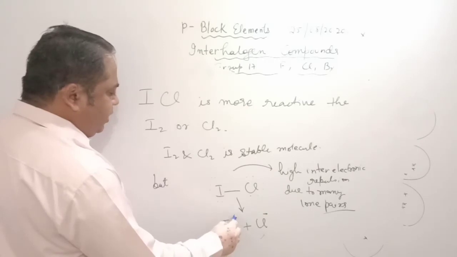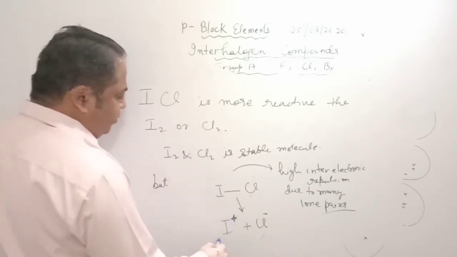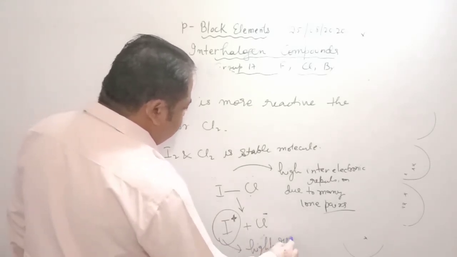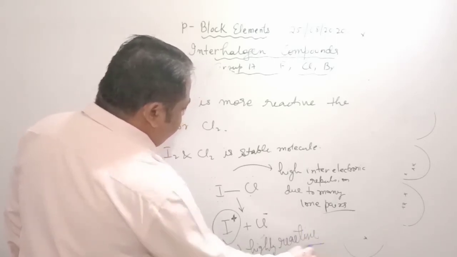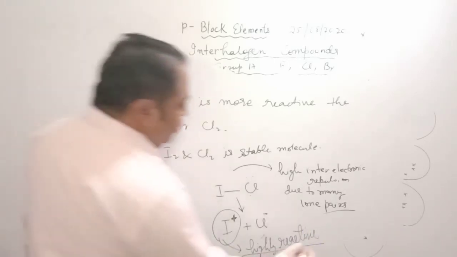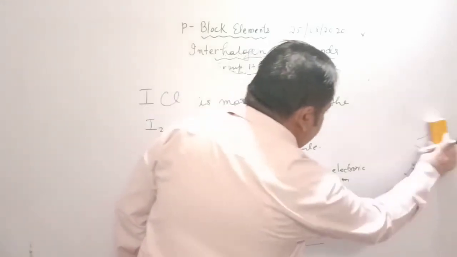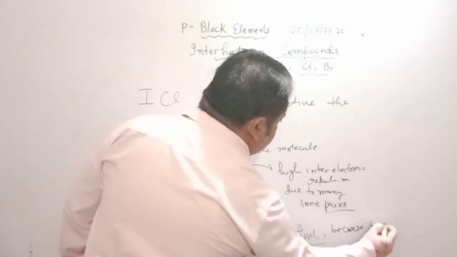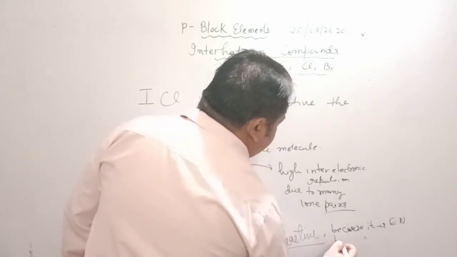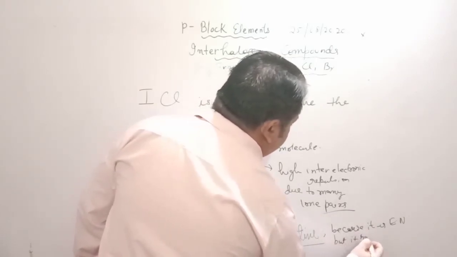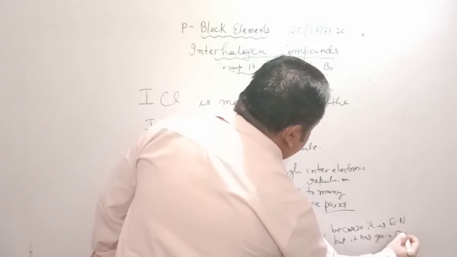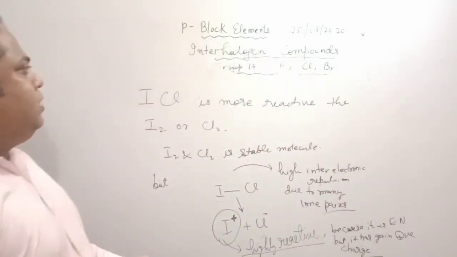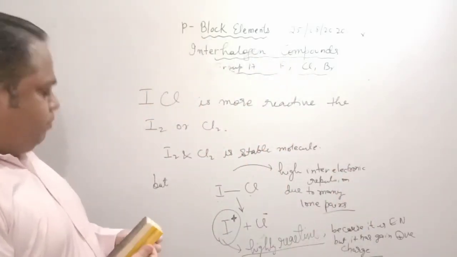Obviously, I plus will have more tendency to gain electrons than only I. So I plus is highly reactive because it is electronegative but it has gained positive charge. So this was all about interhalogen compounds of p block elements.